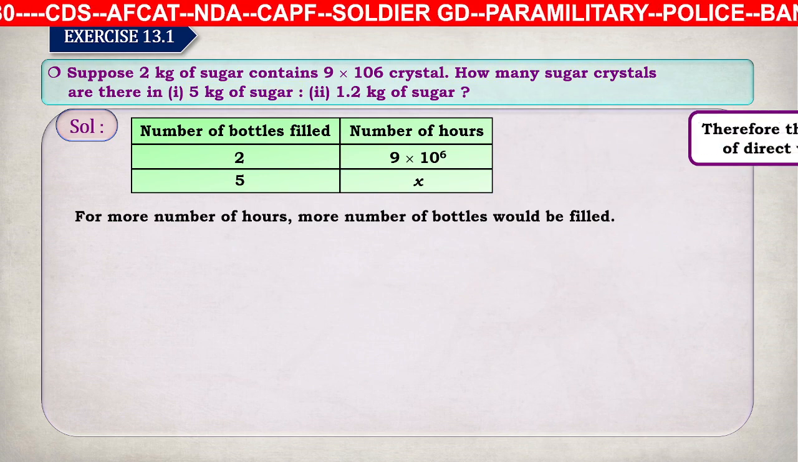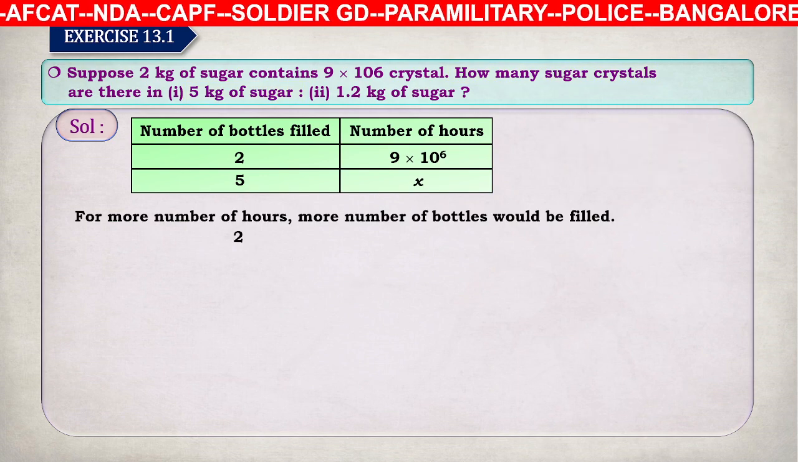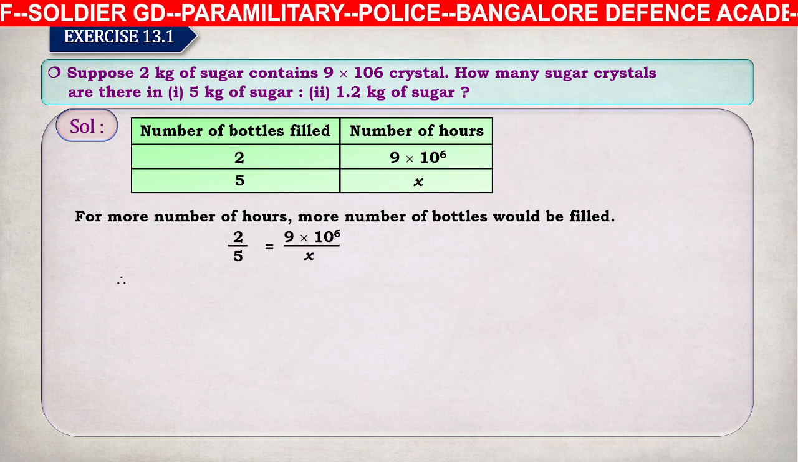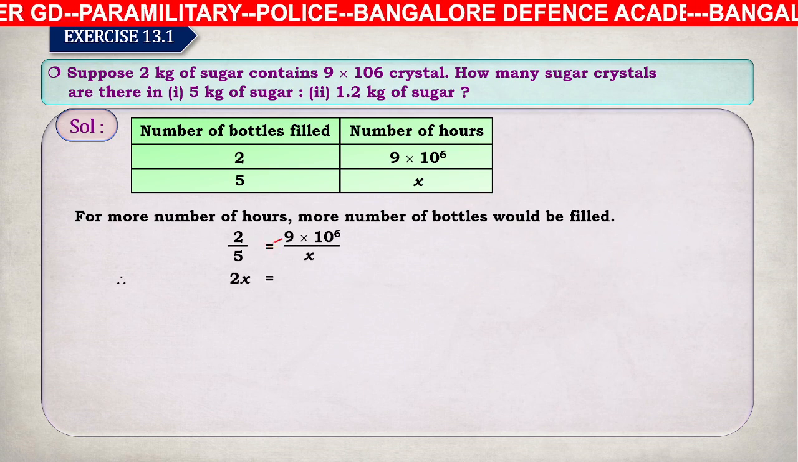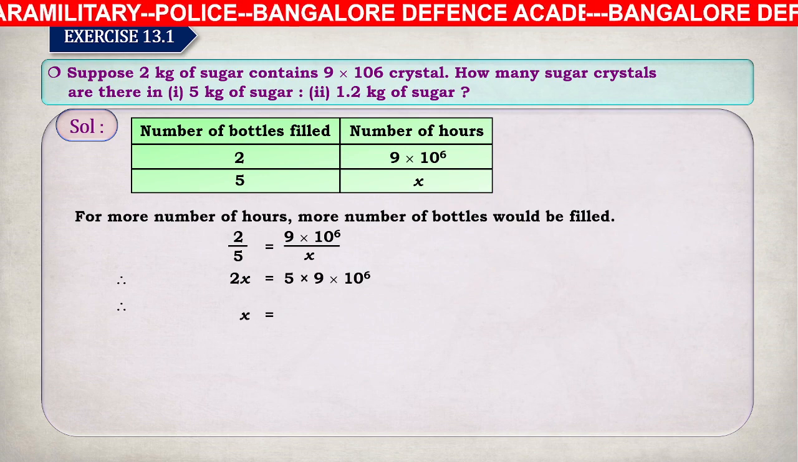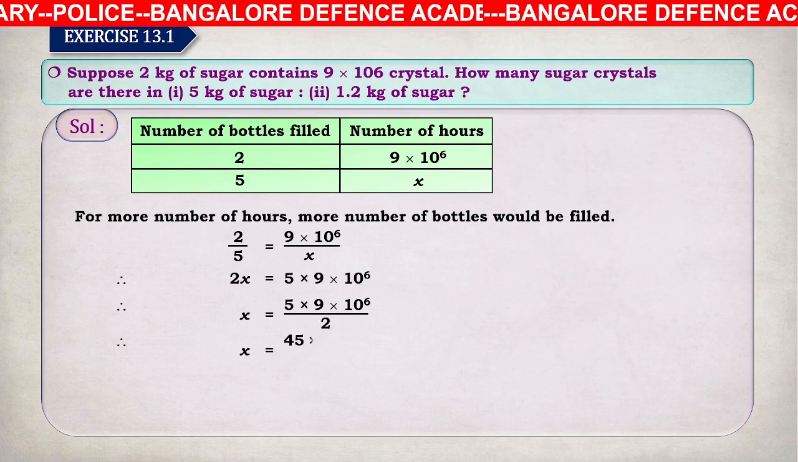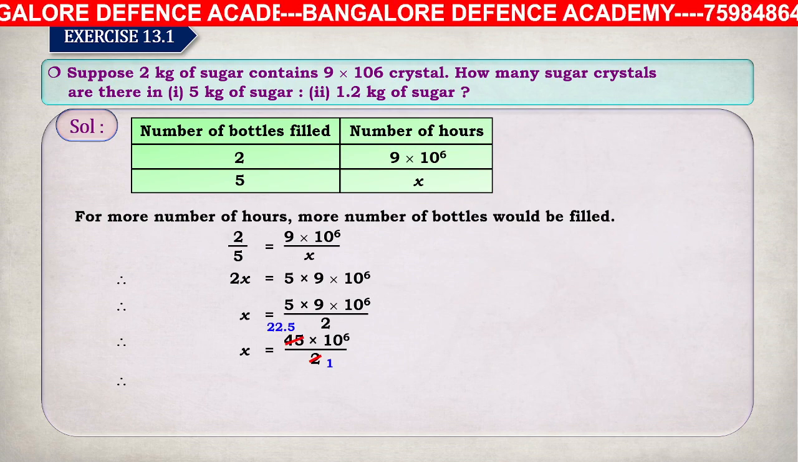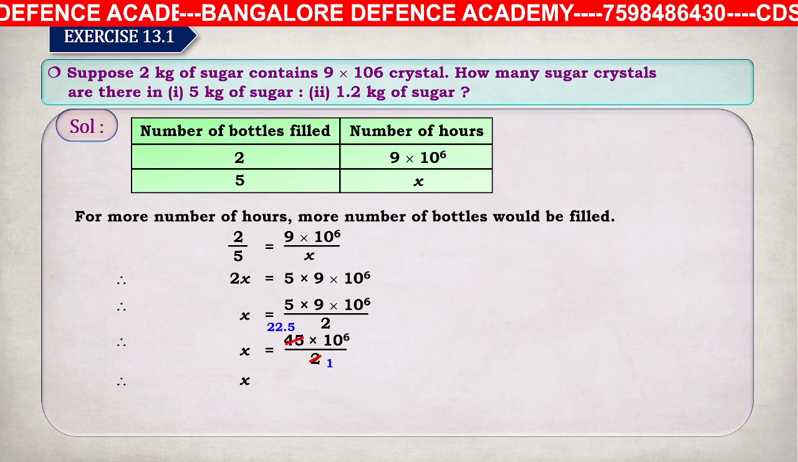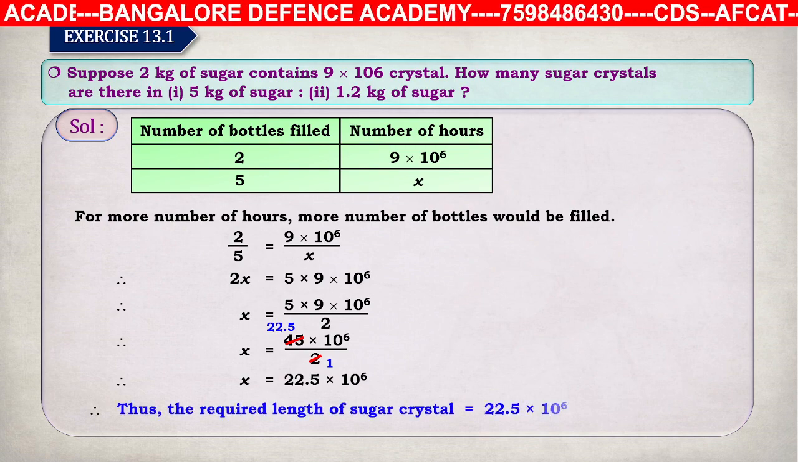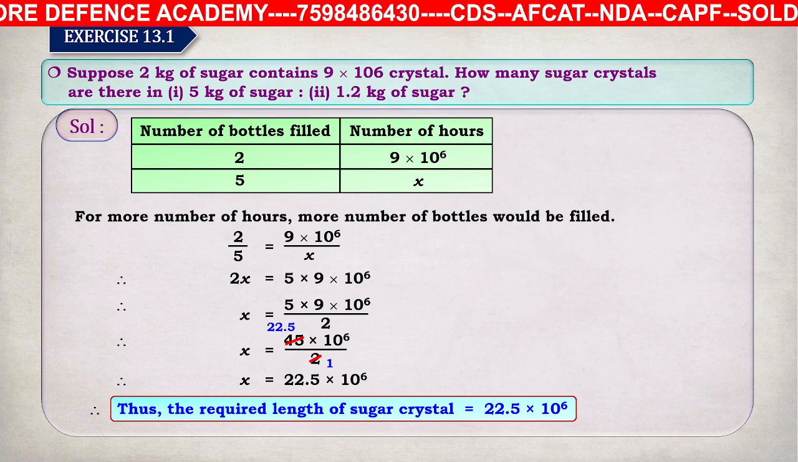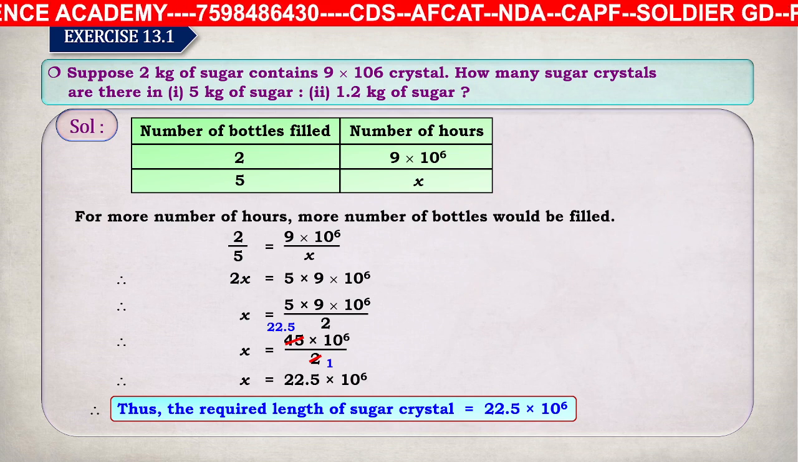Now I'm going to take the ratio. Directly taking the ratio, 2 by 5 is equal to 9 into 10 to the power of 6 by x. When I find the value of x, solving this, I get the answer as 45 into 10 to the power of 6 by 2, or you can say 22.5 into 10 to the power of 6, or 225 into 10 to the power of 5 crystals.